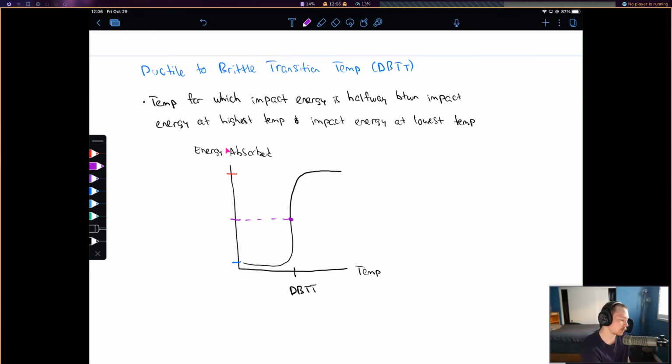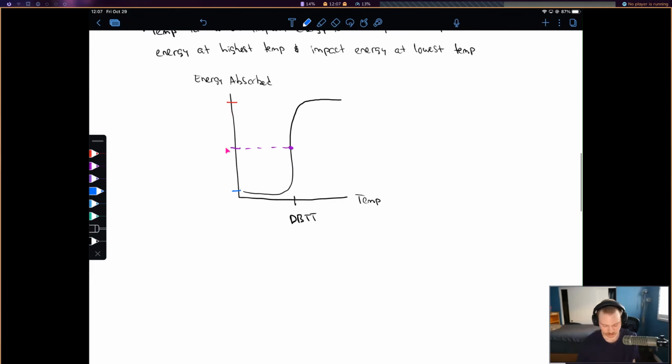Okay, so the last thing we're going to be talking about here is the material structure. So the actual crystalline structure of these materials that we're going to be testing. And this is going to give us insight on how a material should behave for this curve that we have.